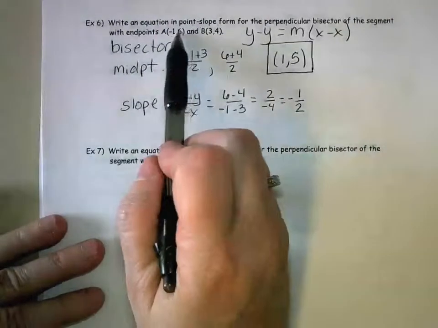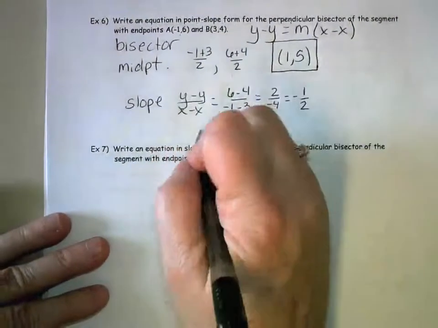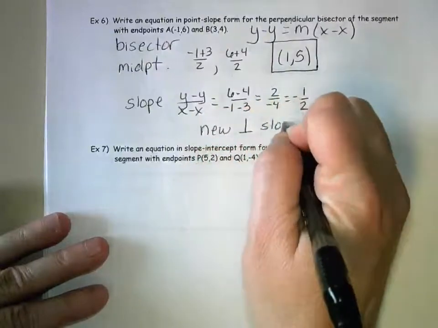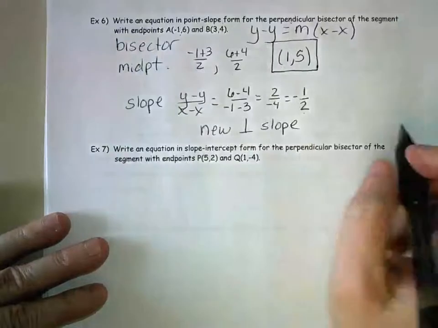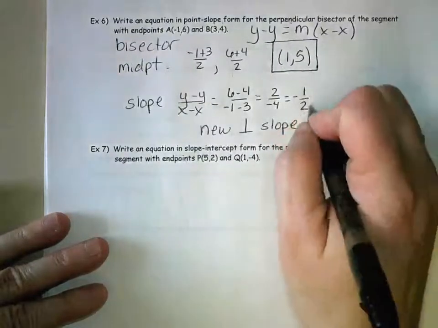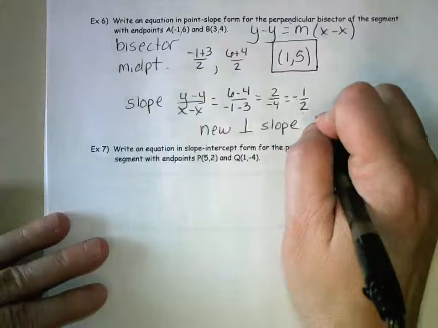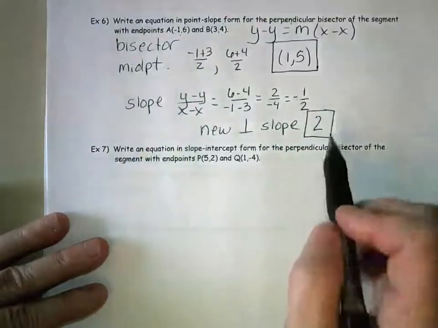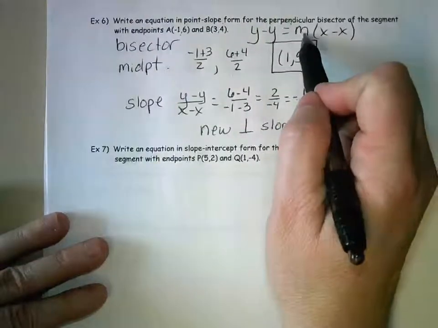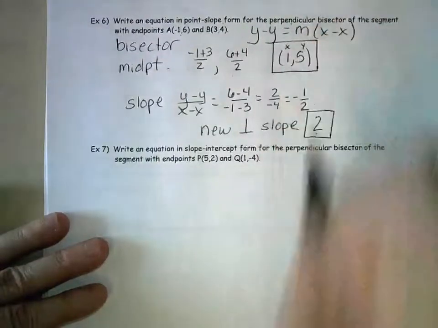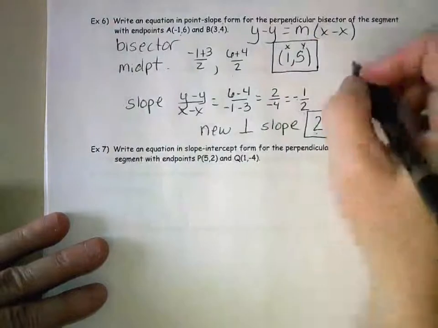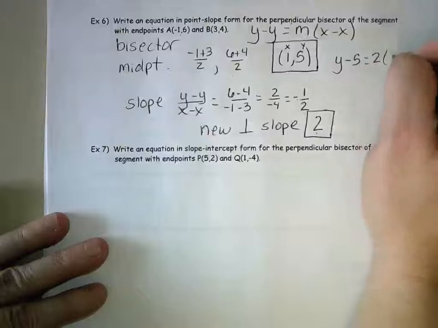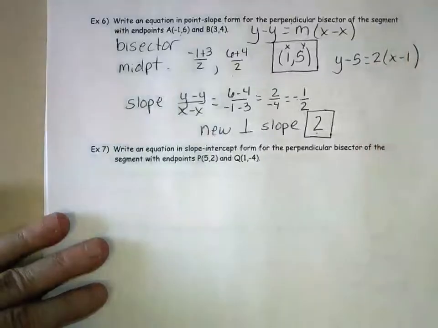That is the slope of this line, and we need to find a new perpendicular slope, and the new perpendicular slope is the negative reciprocal, so it will become a positive, and the reciprocal is 2. Now we put this slope in for m, this point in for x and y, and our line will be y minus 5 equals 2 times x minus 1.